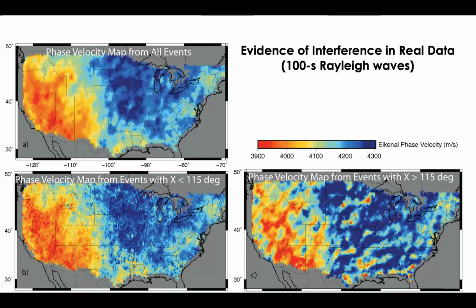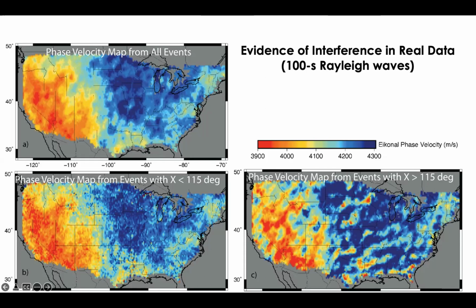The map in the bottom left is determined from events at distances less than 115 degrees, where our tests suggest that this higher mode interference should be less important. And then the bottom right are events greater than 115 degrees, where we think the interference effect should be largest. And we use the same number of events in both distance ranges to make the comparison make sense. And so you can see that the map determined from data at the greatest distances is much noisier than the other two maps and has relatively poor agreement with the map determined from all events.